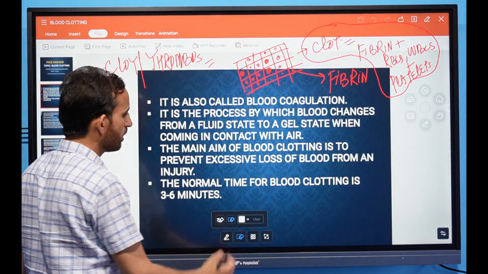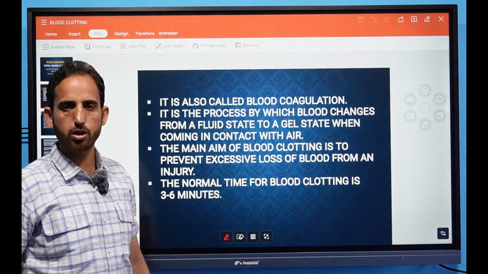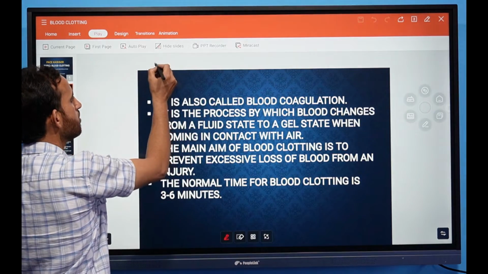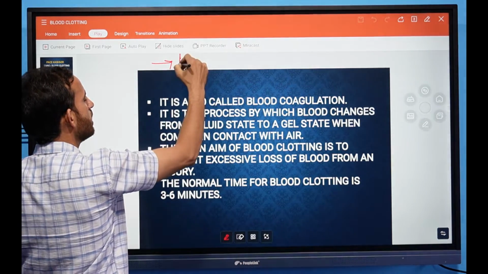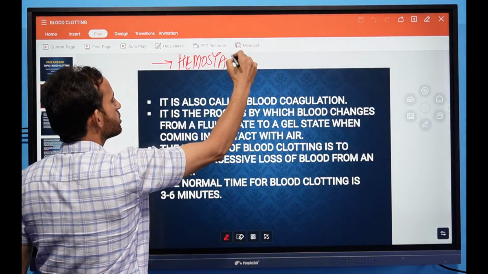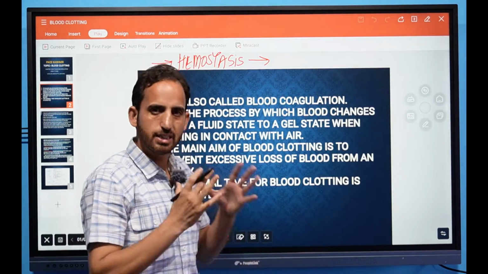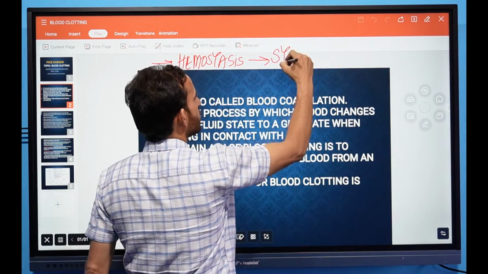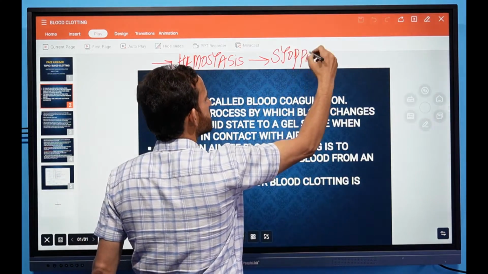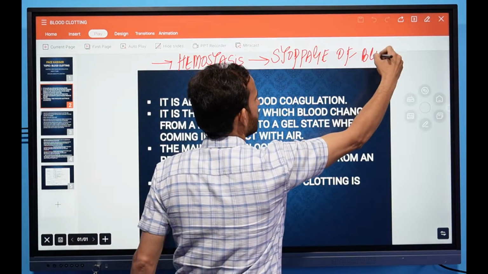Second point, always keep in mind that the main aim of blood clotting is to maintain hemostasis. That is called hemostasis. Hemostasis is a mechanism that is responsible for the stoppage of blood.